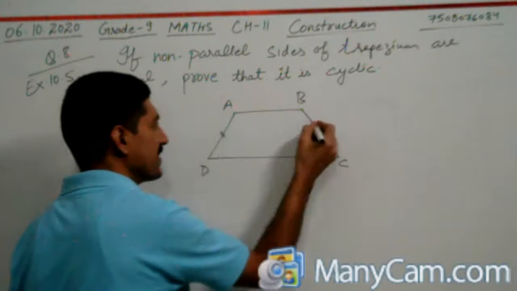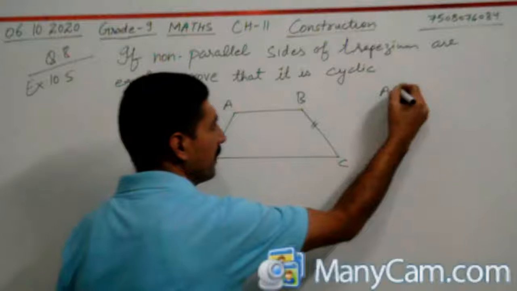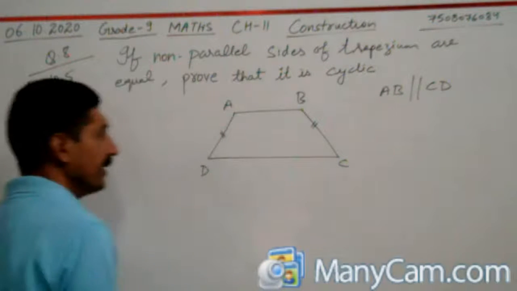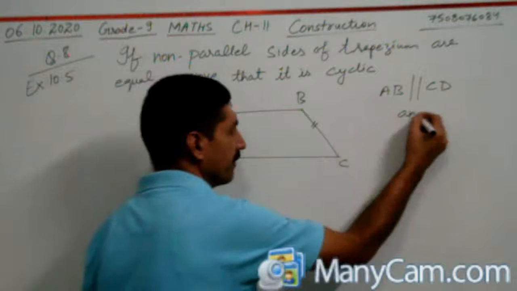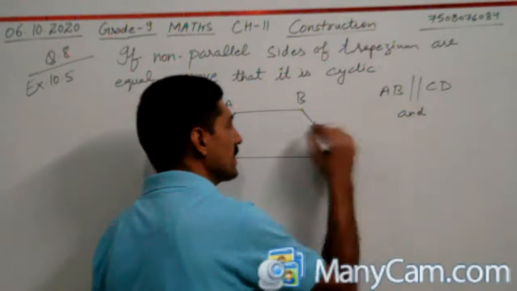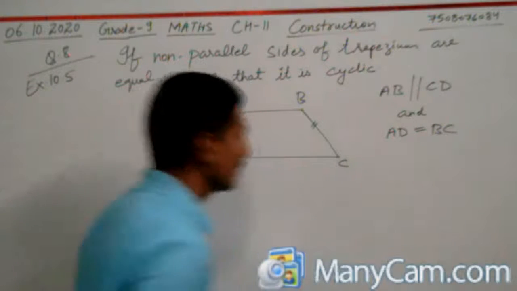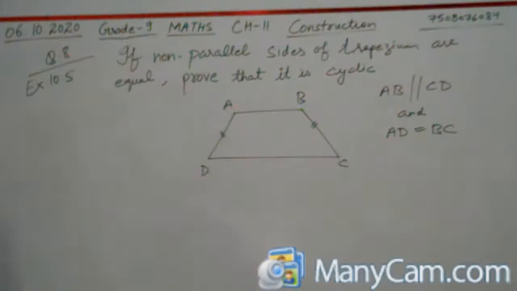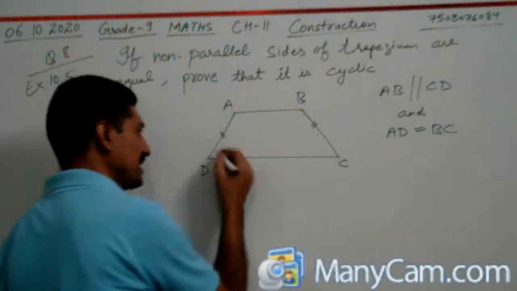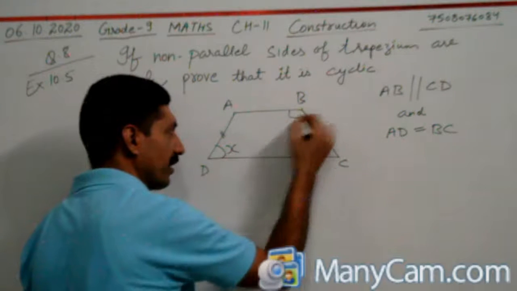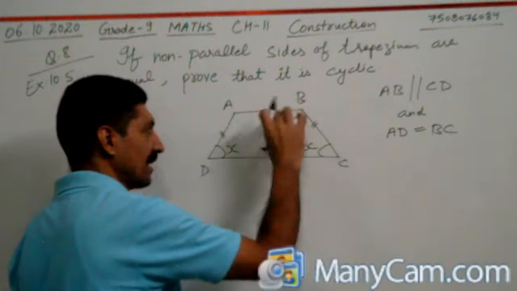These two sides are equal. AB is parallel to CD, and what we have given is AD is equal to BC. So we have already proved in that case angle x and angle x are equal, and this I have 180 minus x, because these are linear.